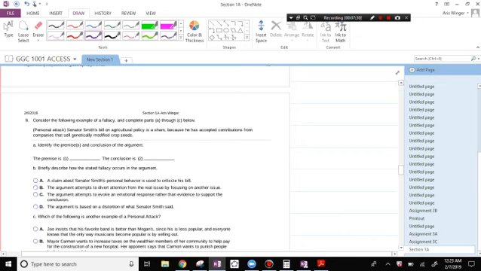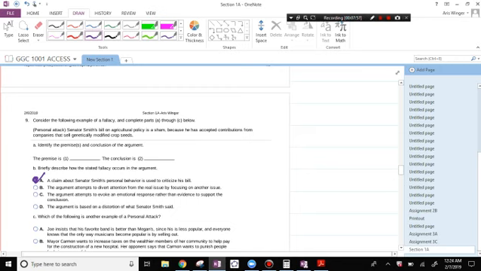Briefly describe how the stated fallacy occurs in the argument. A claim about Senator Smith's personal behavior is used to criticize the bill. I like that one. The argument attempts to divert attention from the real issue by focusing on another issue. Not really. The argument attempts to evoke an emotional response rather than evidence to support the conclusion. Not really. The argument is based on the distortion of what he said. No, that's wrong too. A.